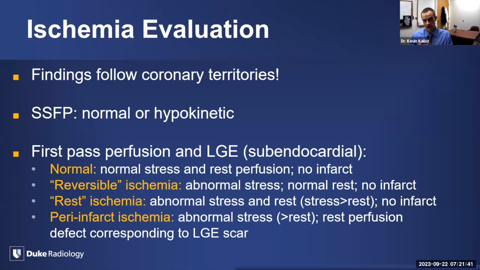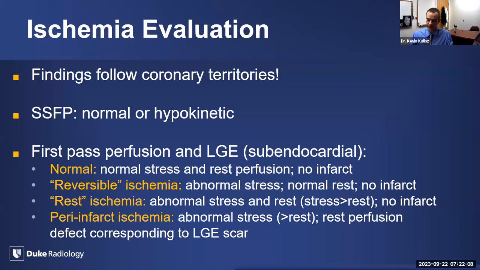The first case I showed was reversible ischemia, in the sense that you have an abnormal stress, with subendocardial hypoenhancement during the stress portion of the exam, which is normal or resolves at rest, and you have no infarct. The second case I showed is rest ischemia, pretty uncommon, but we can see it, where you have abnormalities in stress and rest portions, albeit the stress is more pronounced than the rest findings, yet you have no infarct.